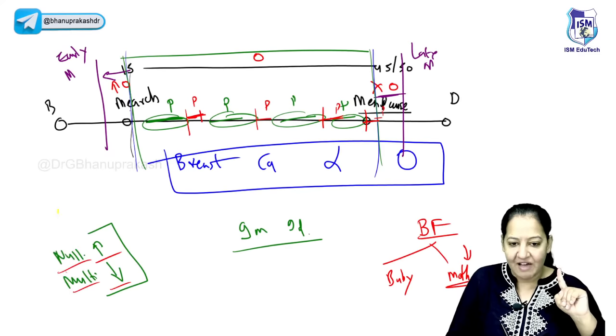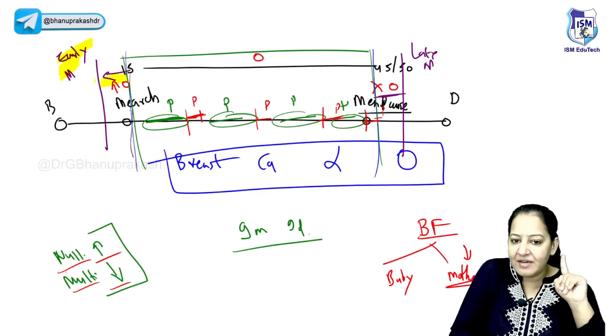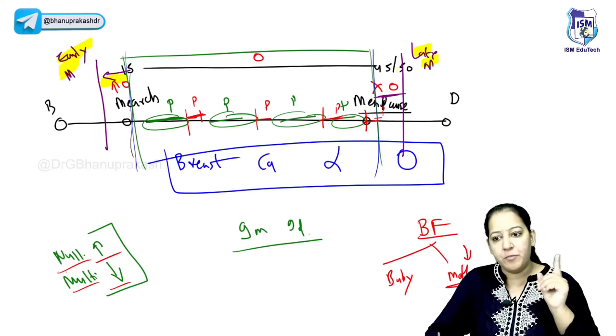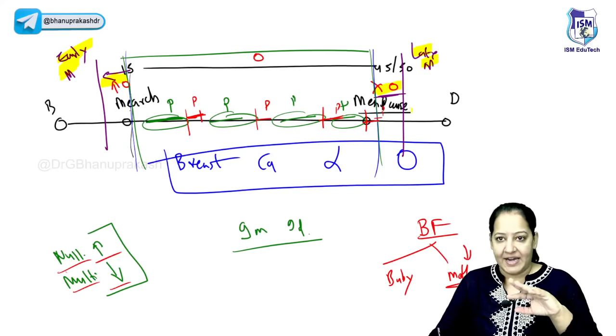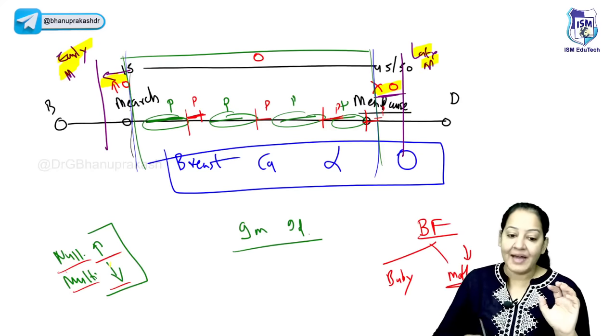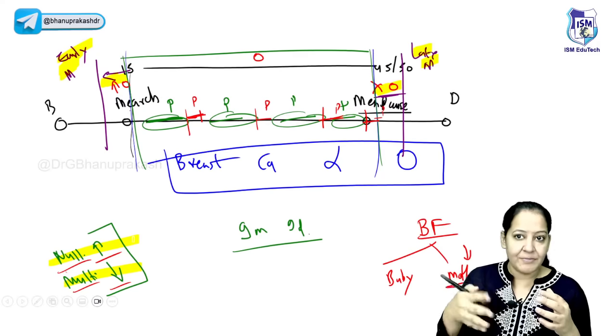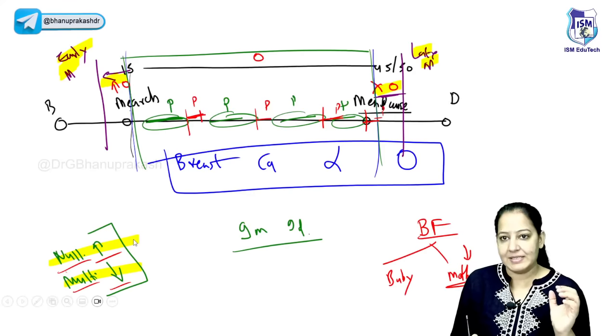If some female is having early menarche, that many years are additionally added to the estrogen exposure. If any lady is having late menopause, that many years are additionally added. Number two, apart from that, multiparity reduces the risk, nulliparity increases the risk. The more the pregnancies, the lower the chance of breast cancer.